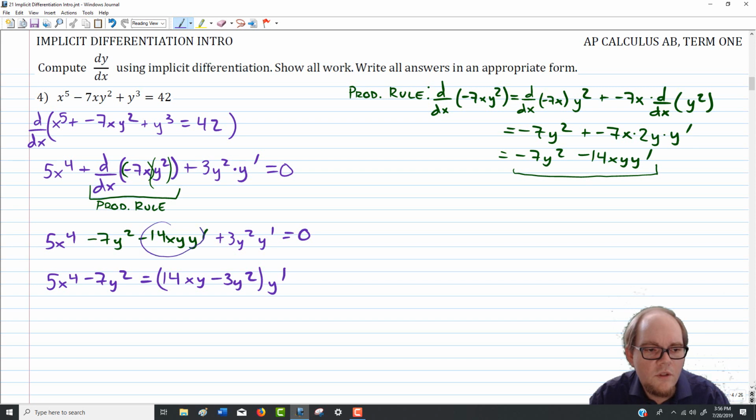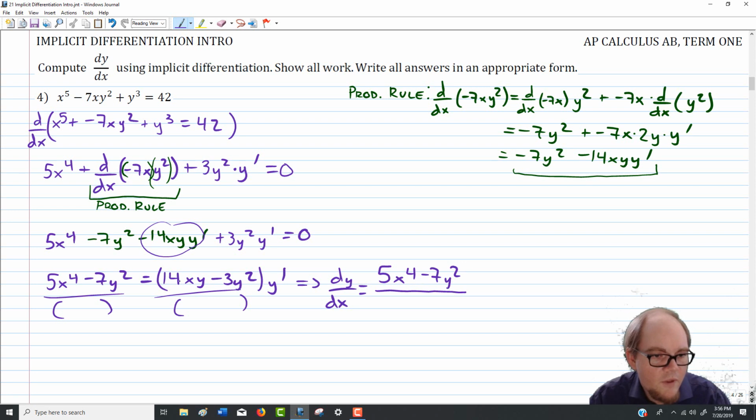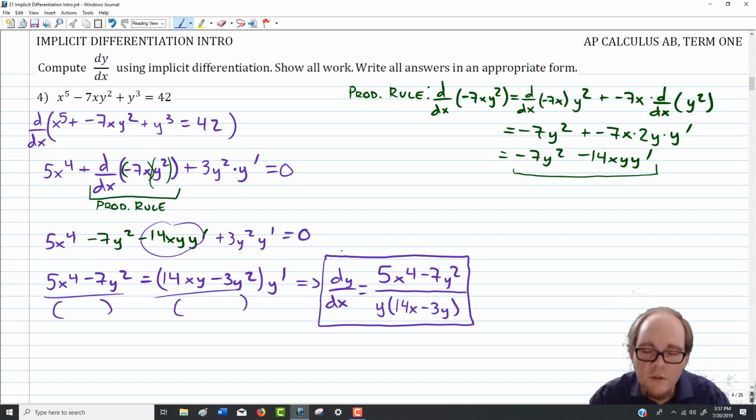So you might have noticed that I did another move. I basically moved the two expressions right there and there over, but I factored out a GCF of y prime automatically, just to make sure that I didn't have to write another step for that. From here, to simplify this all out and finish it, we will divide both sides by this parenthesis, or by this factor. When we do, we're going to get that dy dx is equal to 5x to the fourth minus 7y squared, and it's all divided by 14xy minus 3y squared. But if you wanted to, you could also factor out a GCF from that expression itself of y. And then we'd have y times 14x minus 3y. Doesn't matter if you choose to or not, but since we're here, we might as well do it well.